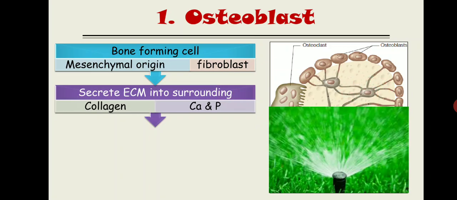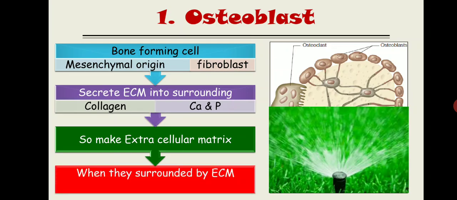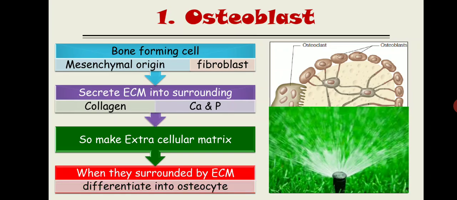That's it. So now we are back to our story. This osteoblast, by secreting the extracellular matrix, makes the extracellular matrix, and when this extracellular matrix surrounds the osteoblast, it differentiates into the osteocyte.